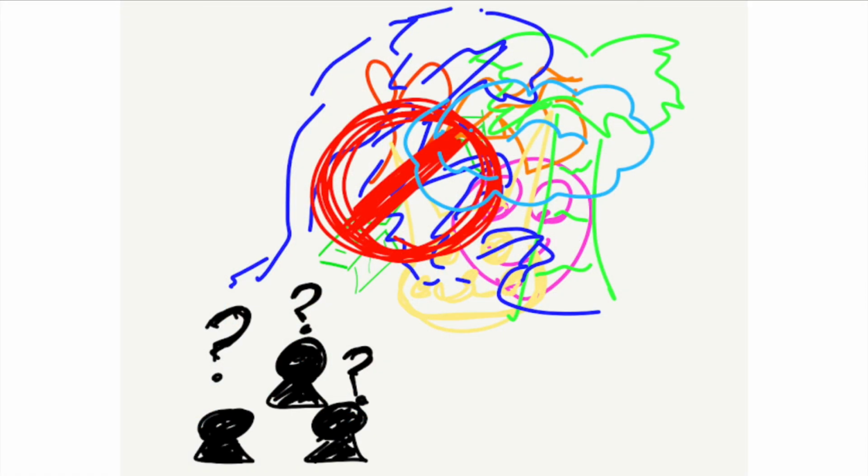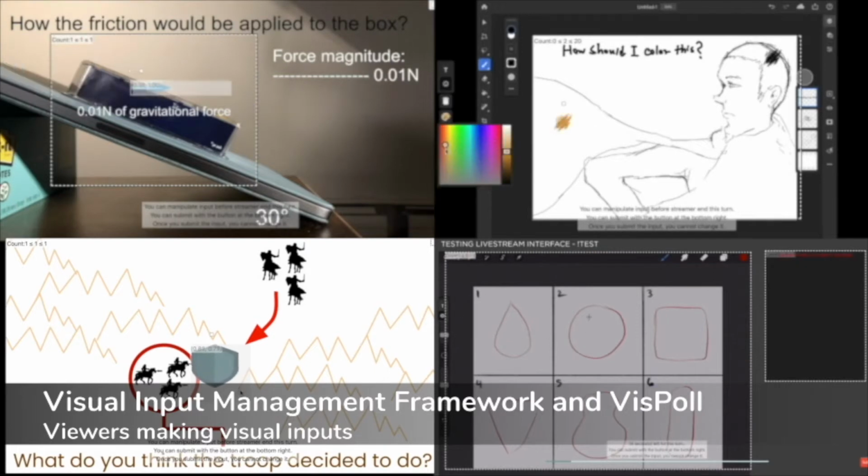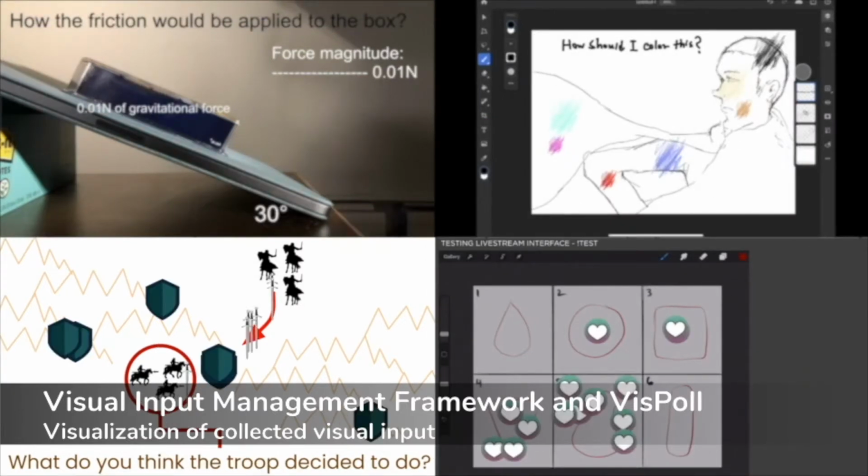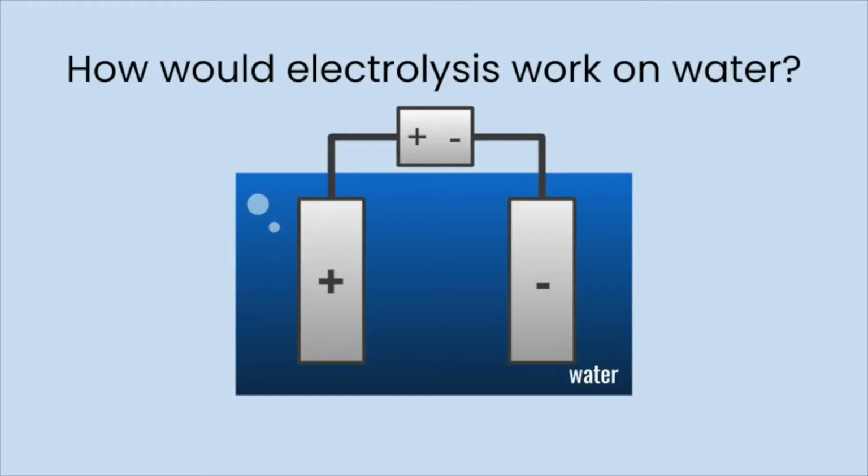However, one limitation of current systems is that it is hard to handle a lot of visual inputs from viewers without losing expressiveness. In this work, we introduce the Visual Input Management Framework and VisPoll, a system built out of the framework. Our framework and VisPoll help streamers understand many visual inputs from viewers, without losing the expressiveness and versatility of visual viewer interactions. First, let us show some use cases.